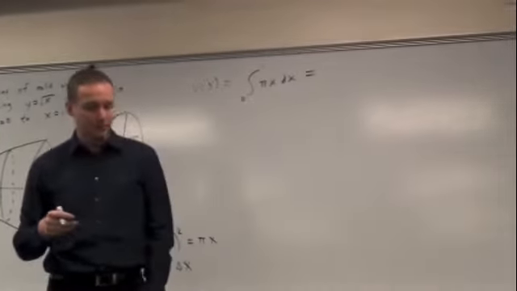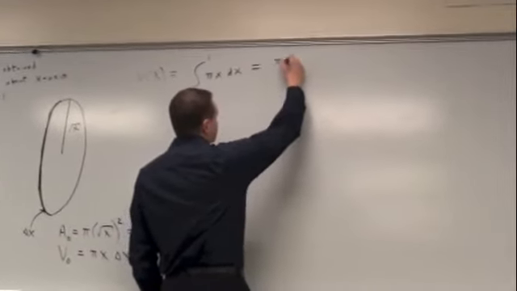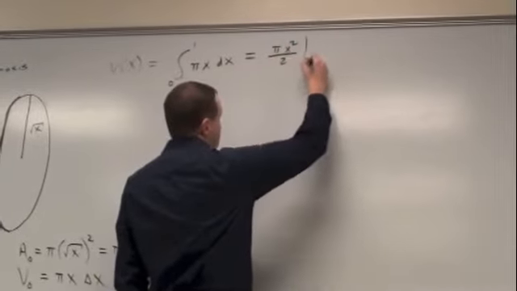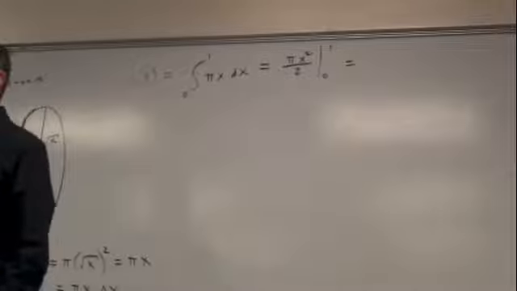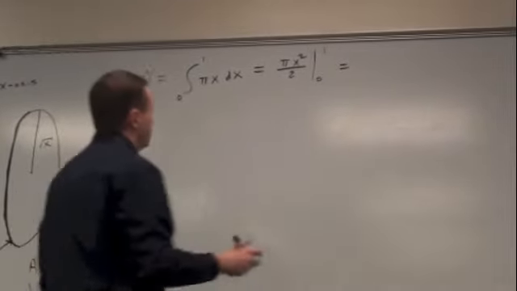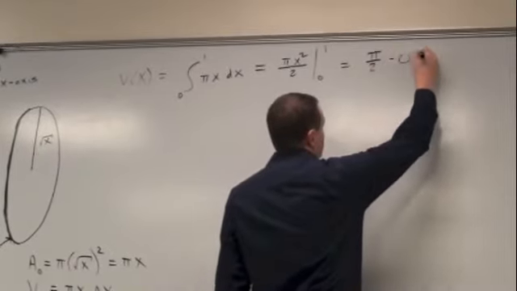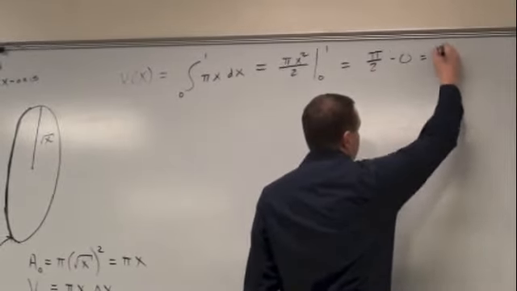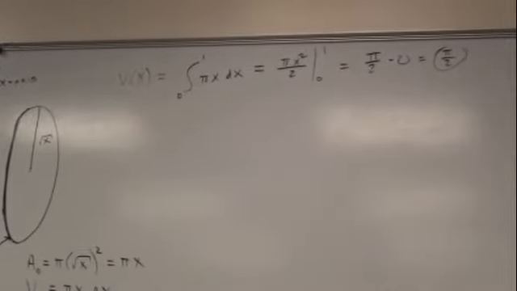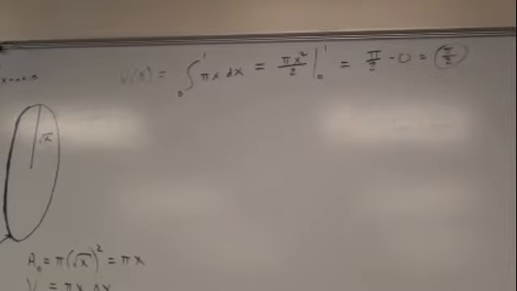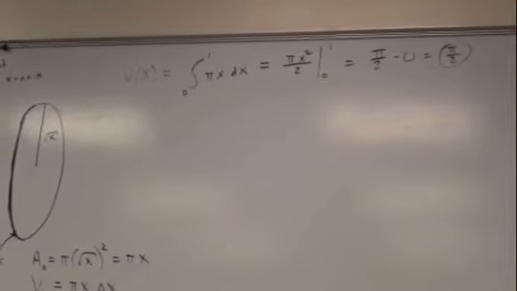I integrate, and I'll say, well, this is going to be pi x squared over 2. Evaluate it from 0 to 1. When I evaluate it at 1, of course, I'll get pi over 2. When I evaluate it at 0, I get 0. So I just get pi over 2 as my answer. The area of this region of revolution here, pi over 2. Sorry, volume, not area. The volume of this region of revolution is pi over 2.